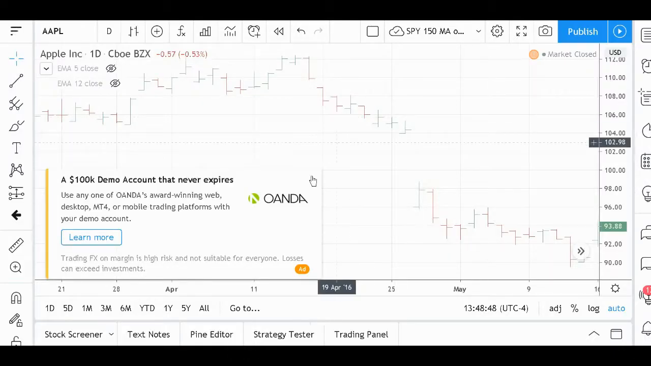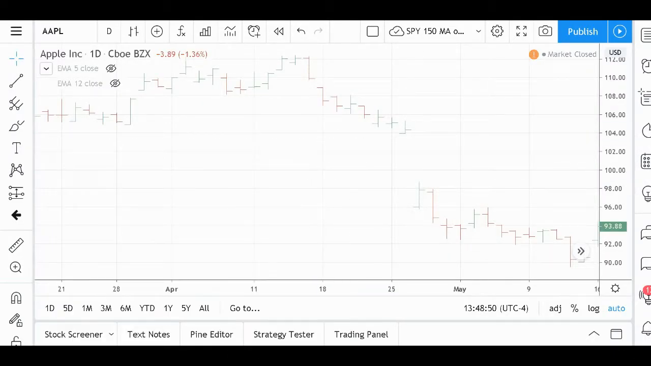Now, if you use, let's say, TradingView.com, you can use whatever platform you like.